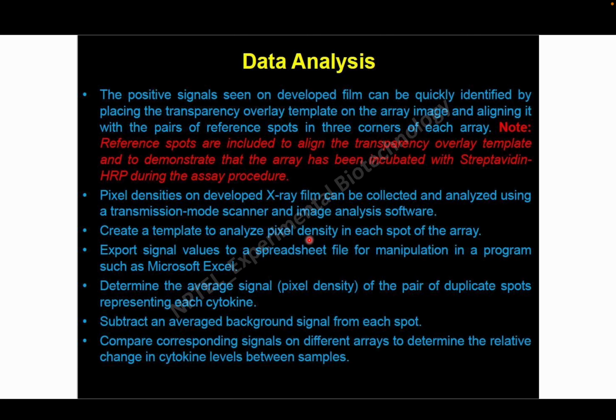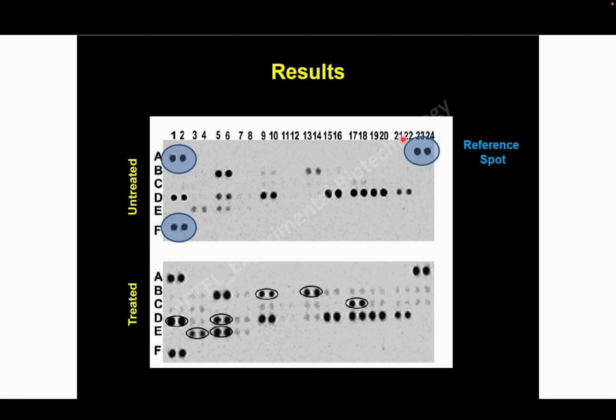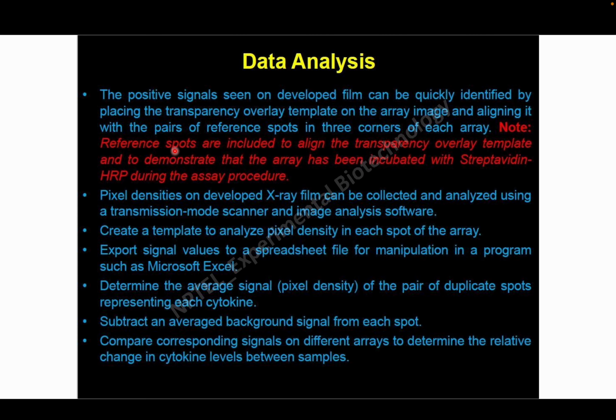So how to analyze data? The positive signal seen on developed film can be quickly identified by placing the transparency overlay template on the array image and aligning with the pairs of reference spots in 3 corners for each array. Note, reference spots are included to align the transparency overlay template and to demonstrate that the array has been incubated with streptavidin-HRP during the assay procedure.